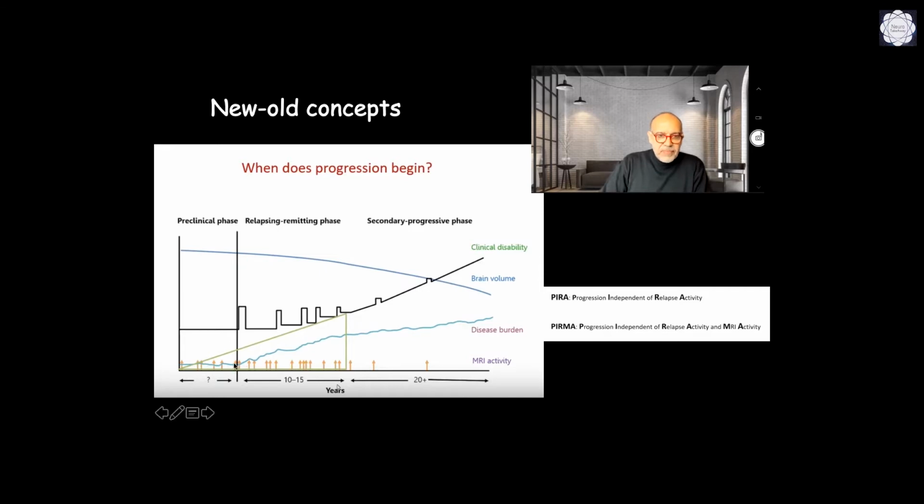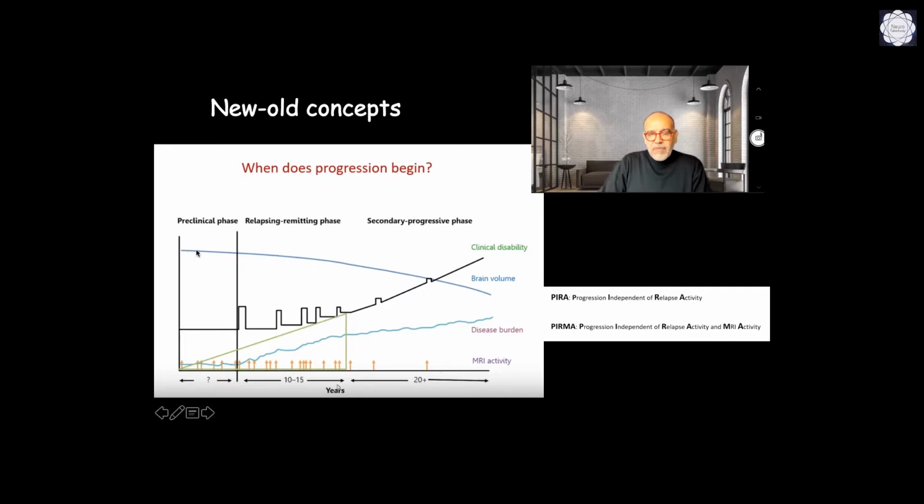Here you have the lesions on MRI. These lesions appear in the preclinical phase. That's why we can detect some old lesions at the presentation of the patient. Then they have a high frequency. Some people think that you have between 5 and 8 lesions on MRI for each exacerbation. And then they tend to disperse over time as the exacerbations in the chronic phase of the disease. Here you have the disease burden.